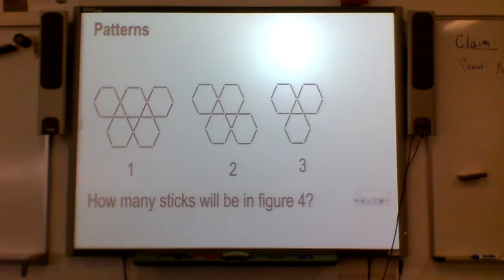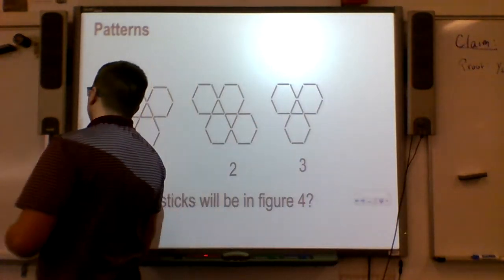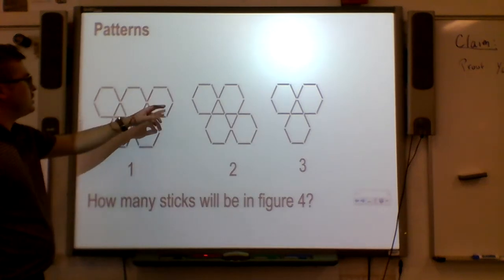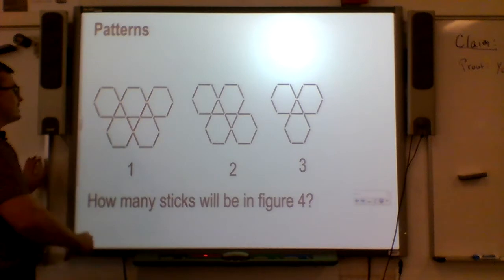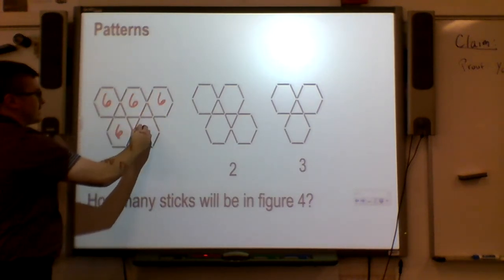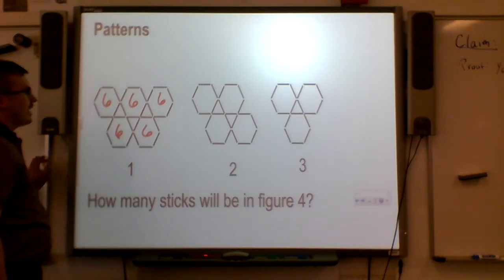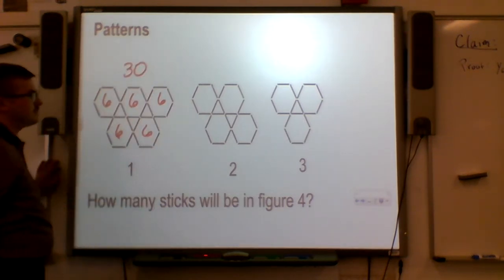All right, I think the easiest way to figure this one out is just to start counting them up. Each of these shapes has a hexagon in it because it has 6 sides. So this one has 6 sticks, 6, 6, 6, 6. If I add those together, I get a total of 30.